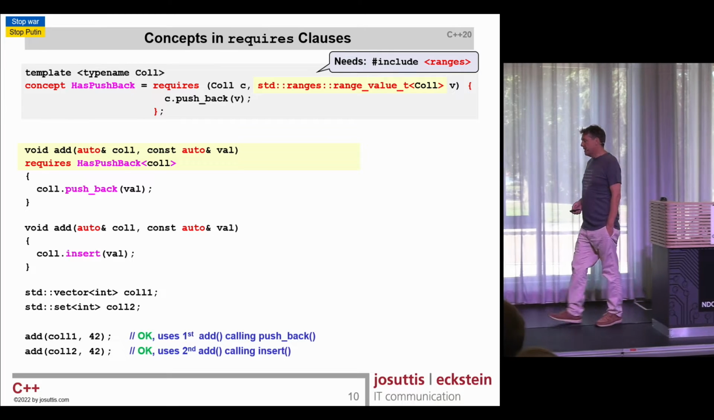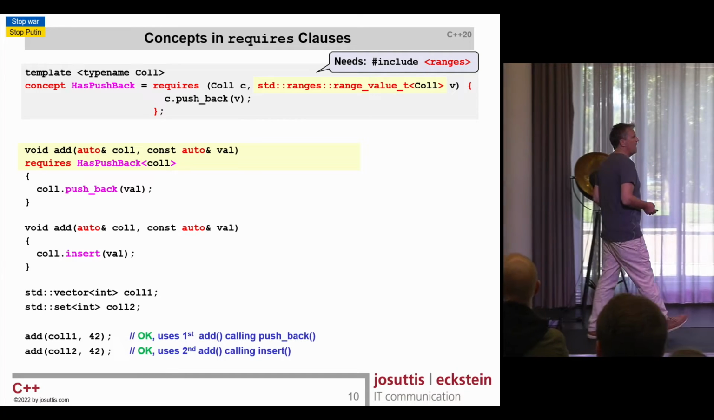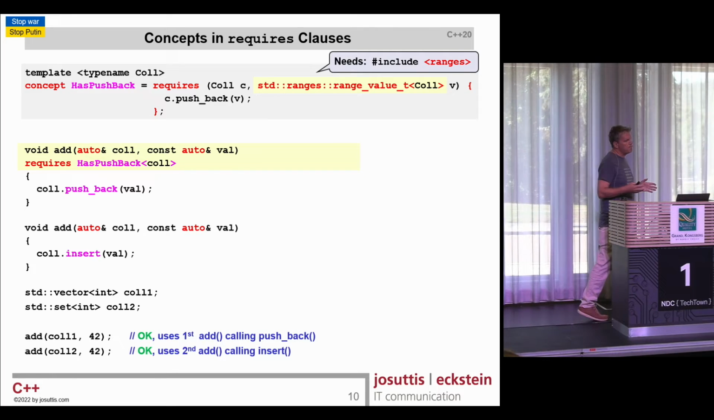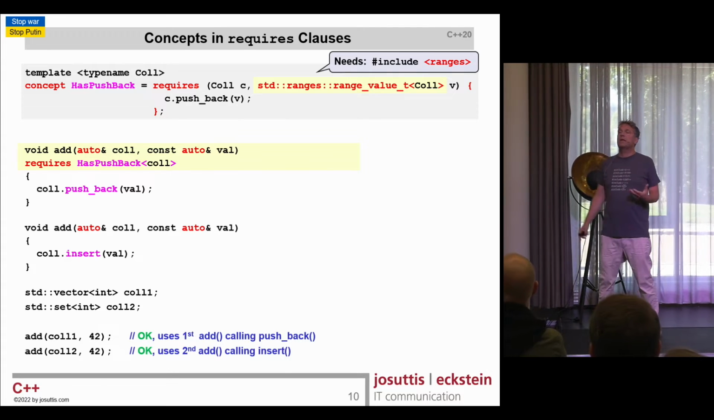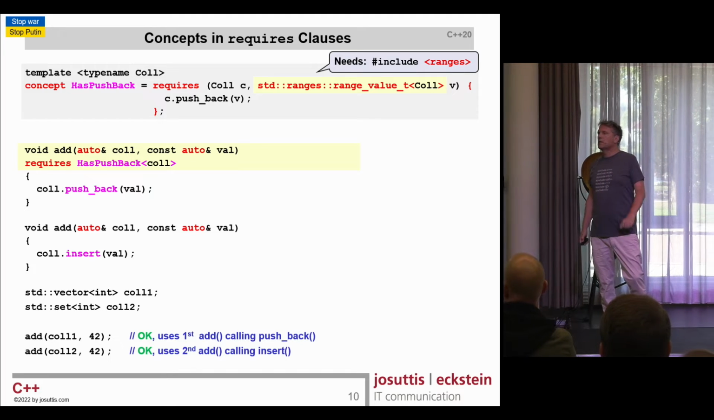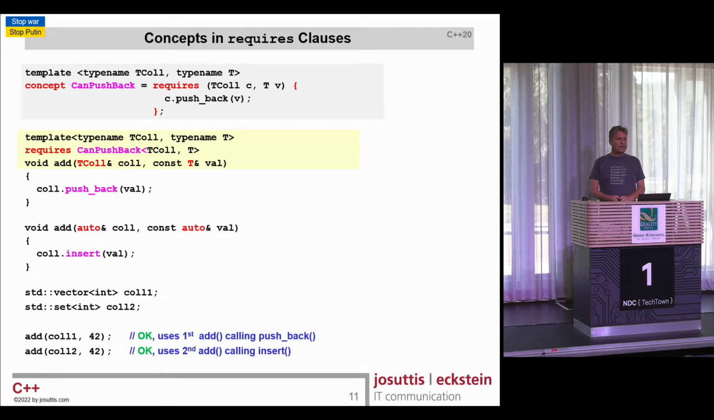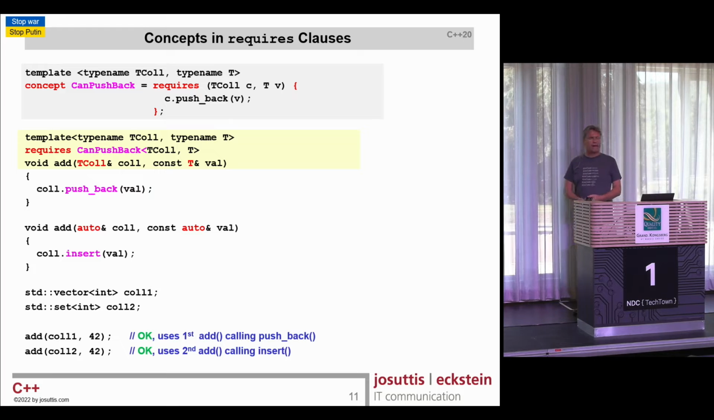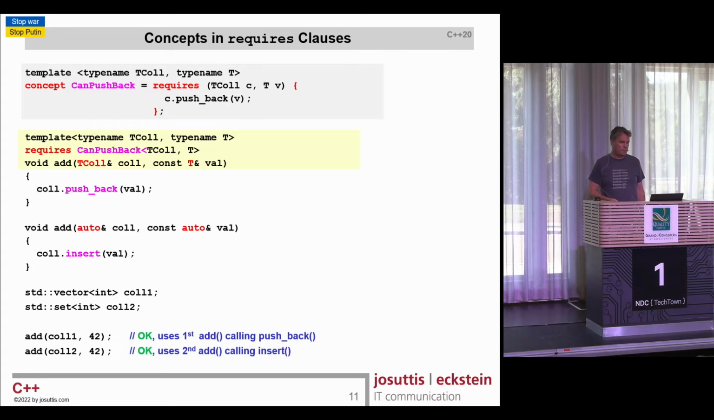Can we formulate this differently? Yes, of course. Everything you can formulate in 1,000 ways in C++, even simple examples. Because this requires that the type of the value we put in has the same type as the collection, that would mean we don't support implicit type conversions. Let's do something better. Let's not use has pushback, let's use can pushback. Can pushback now takes two template parameters. One is the collection, one is a template parameter, the type of the value. And here we don't need any references because we can directly formulate what we want to have. We want to support that you can push back the value into the collection.